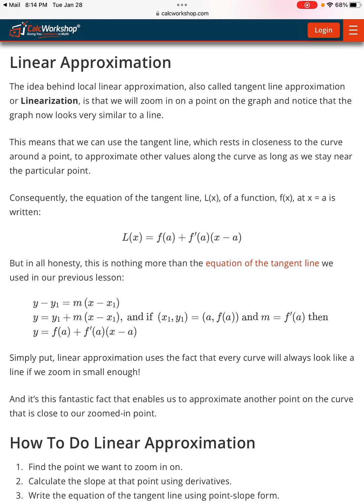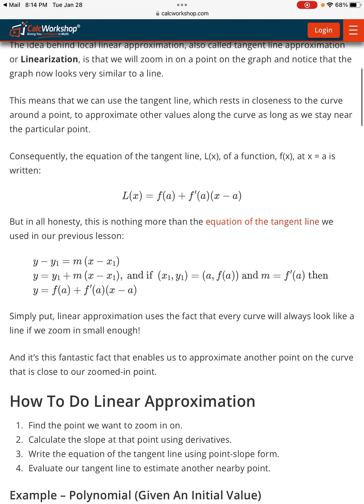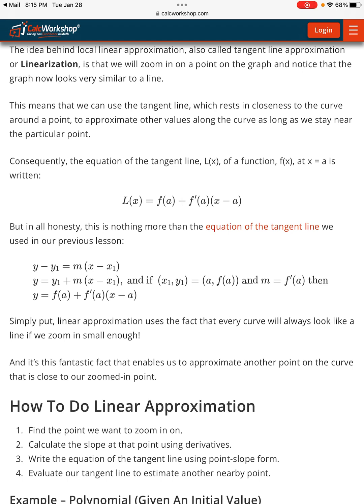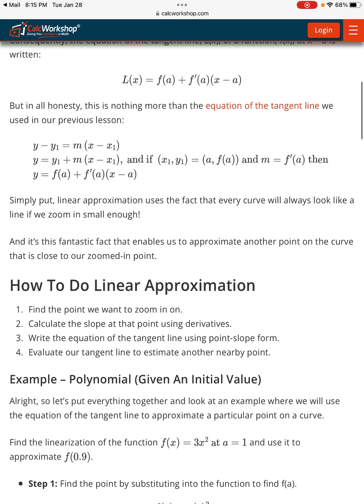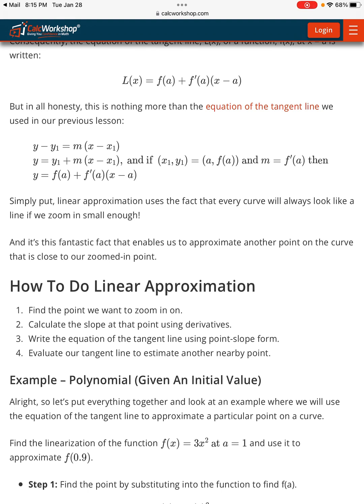Consequently, the equation of the tangent line of a function, so that's capital L of x, that's important to know. When you see capital L of x, it's usually a linearization of a function f of x at x equals a. And that's the point slope form. Okay? That's the point slope form, and that's what you guys were doing in there. But in all honesty, this is nothing more than the equation of the tangent line we used in our previous lesson. There's the point slope form, the y minus y sub 1 that you learned in algebra. I'm just going to take that minus y sub 1 and add it over, and then make it all functionally based.